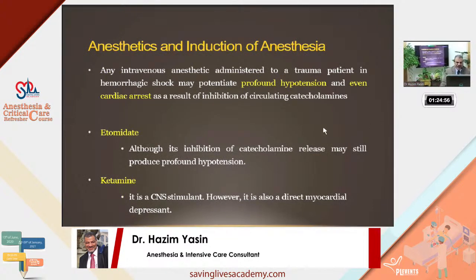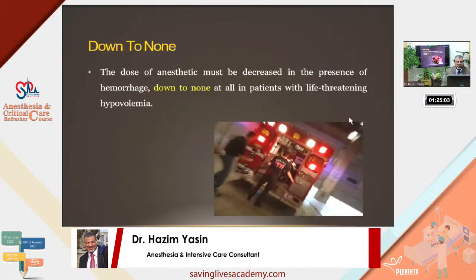Anesthesia induction, of course, etomidate, ketamine can be given for profound hypotension. Down to none, the dose of anesthetic must be decreased in the presence of hemorrhage. Down to none. Sometimes we give saline for induction because the patient has inadequate blood pressure, has severe bradycardia, or compromised hemodynamics. So, in life-threatening hypovolemia, we can do down to none. We can give zero anesthetic induction.